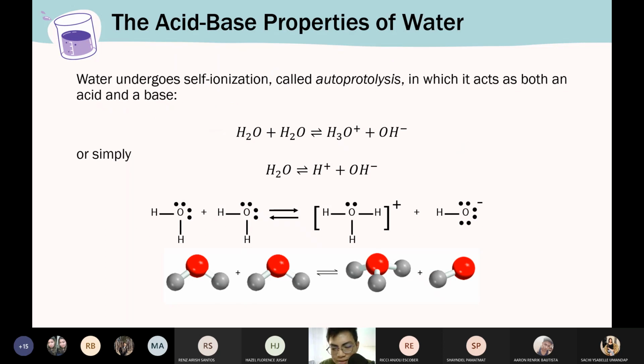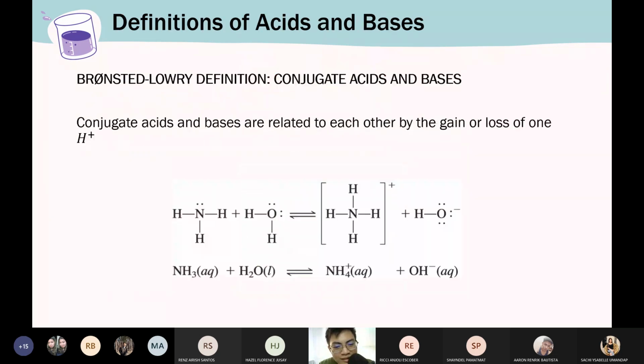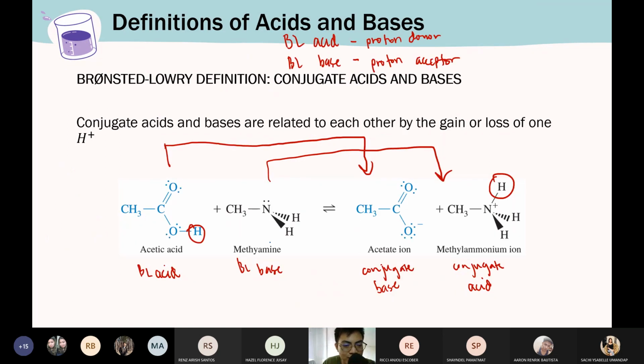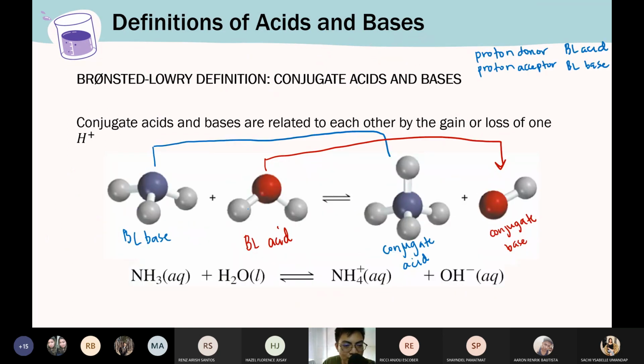Now, wala ba kayo napapansin sa ginagawa natin kanina pa? Kasi ako, gusto ko i-point out to. Tignan niya. Si water dito, tignan niya ha. Si water dito, base. Pero, dito sa reaction na to, acid siya. So, ano siya?